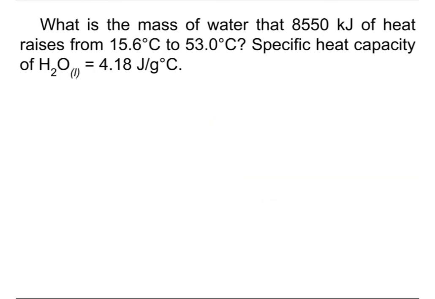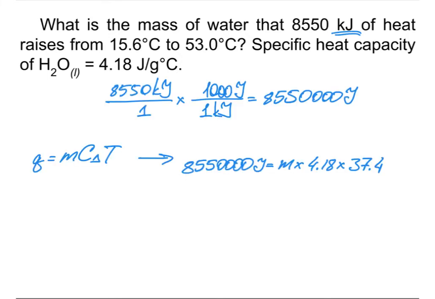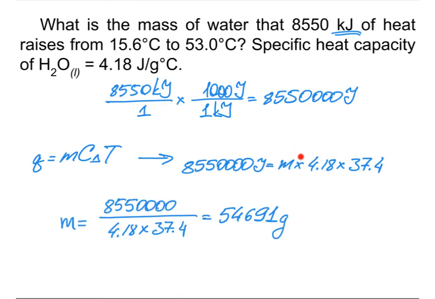Do the same thing. Pause the video and calculate the answer. Please pay attention to units. I hope you remember to convert kilojoules into joules, and this is how we set up this equation. Now we have to solve for mass. The mass of my sample of water comes out to be 54,700 grams.